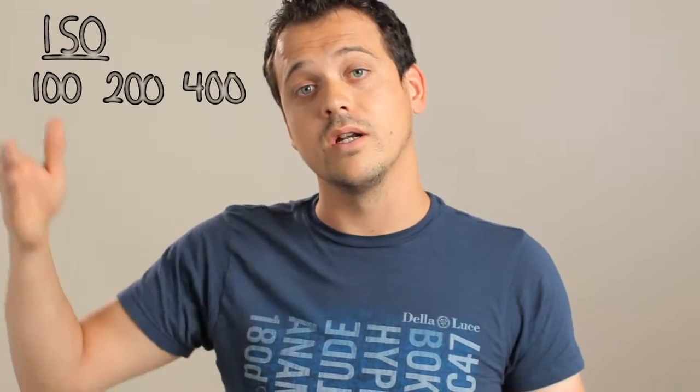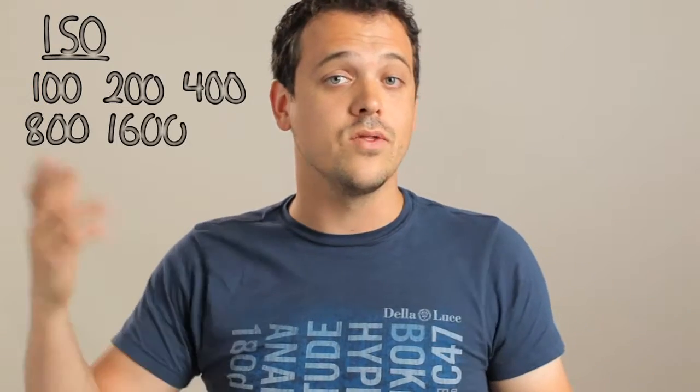Now, the different stops in ISO and shutter speed are very easy. For ISO, it's 100, 200, 400, 800, 1600, 3200. For shutter speed, it starts at 1/30th, 1/60th, 1/125th, 1/250th, 1/500th, 1/1000th, 1/2000th, 1/4000th, and so on.